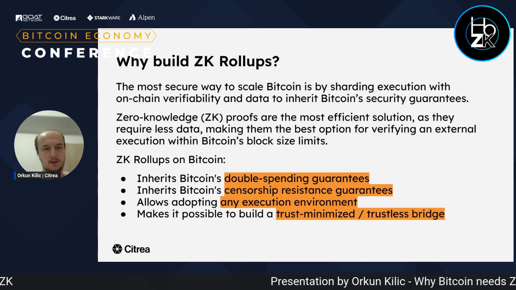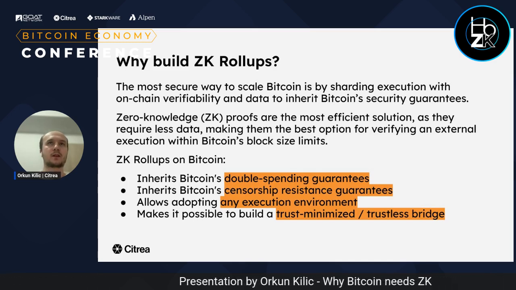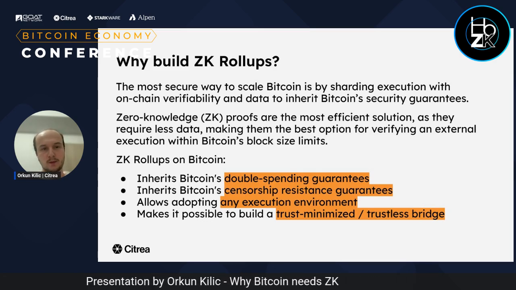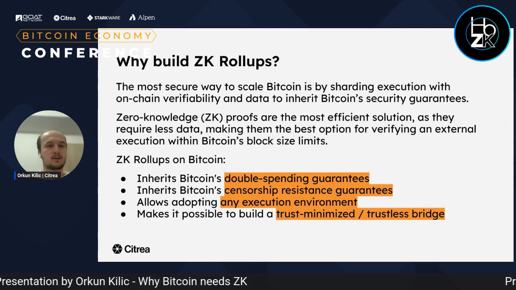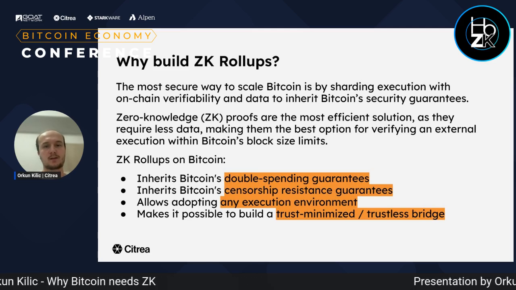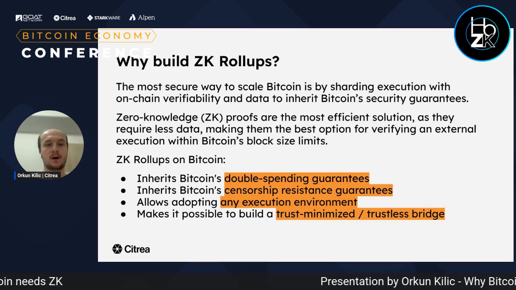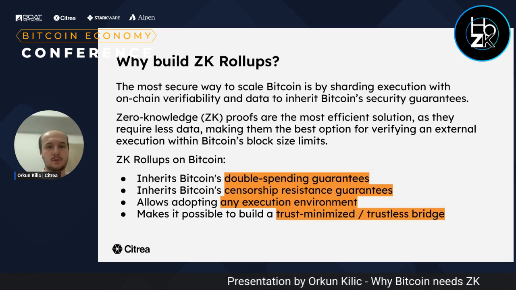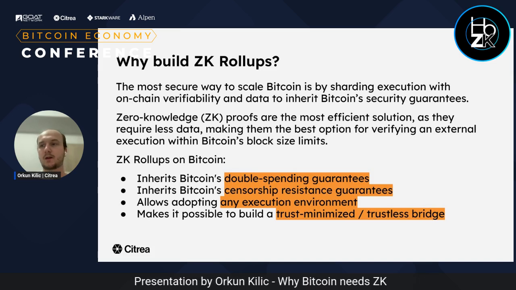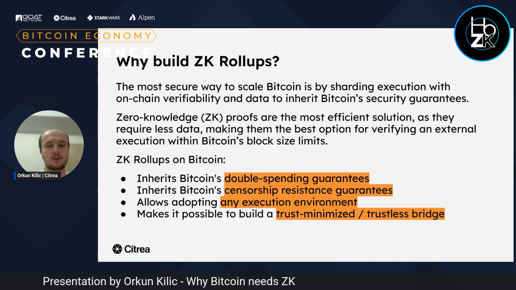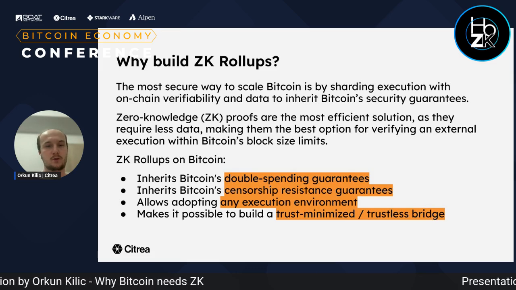But why we are building ZK rollups is a more fundamental question that we should ask. In general, we think that the most secure way to scale Bitcoin is sharding its execution with verifiability and data to inherit Bitcoin security guarantees. So the ZK proofs are succinct compressors for your data and for your process.